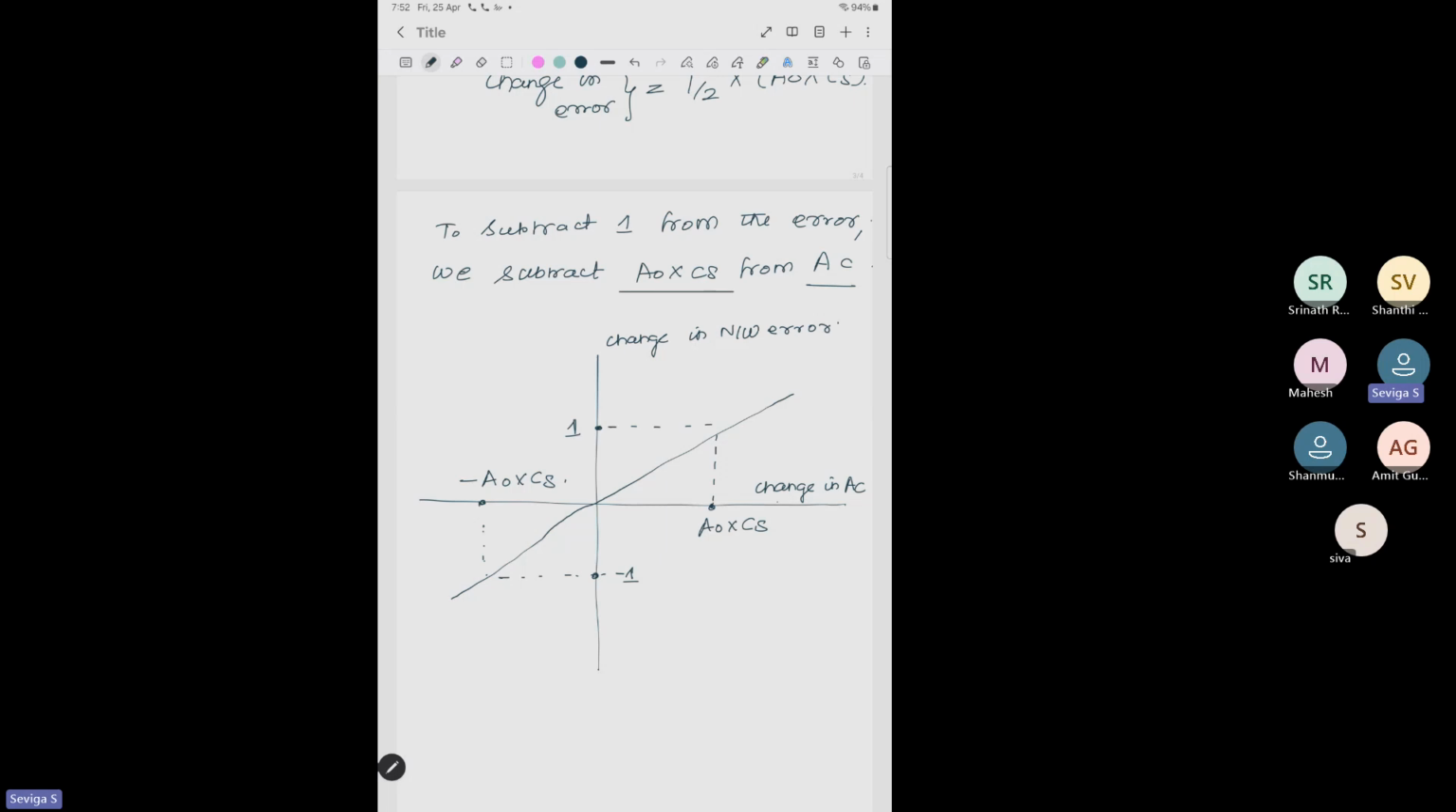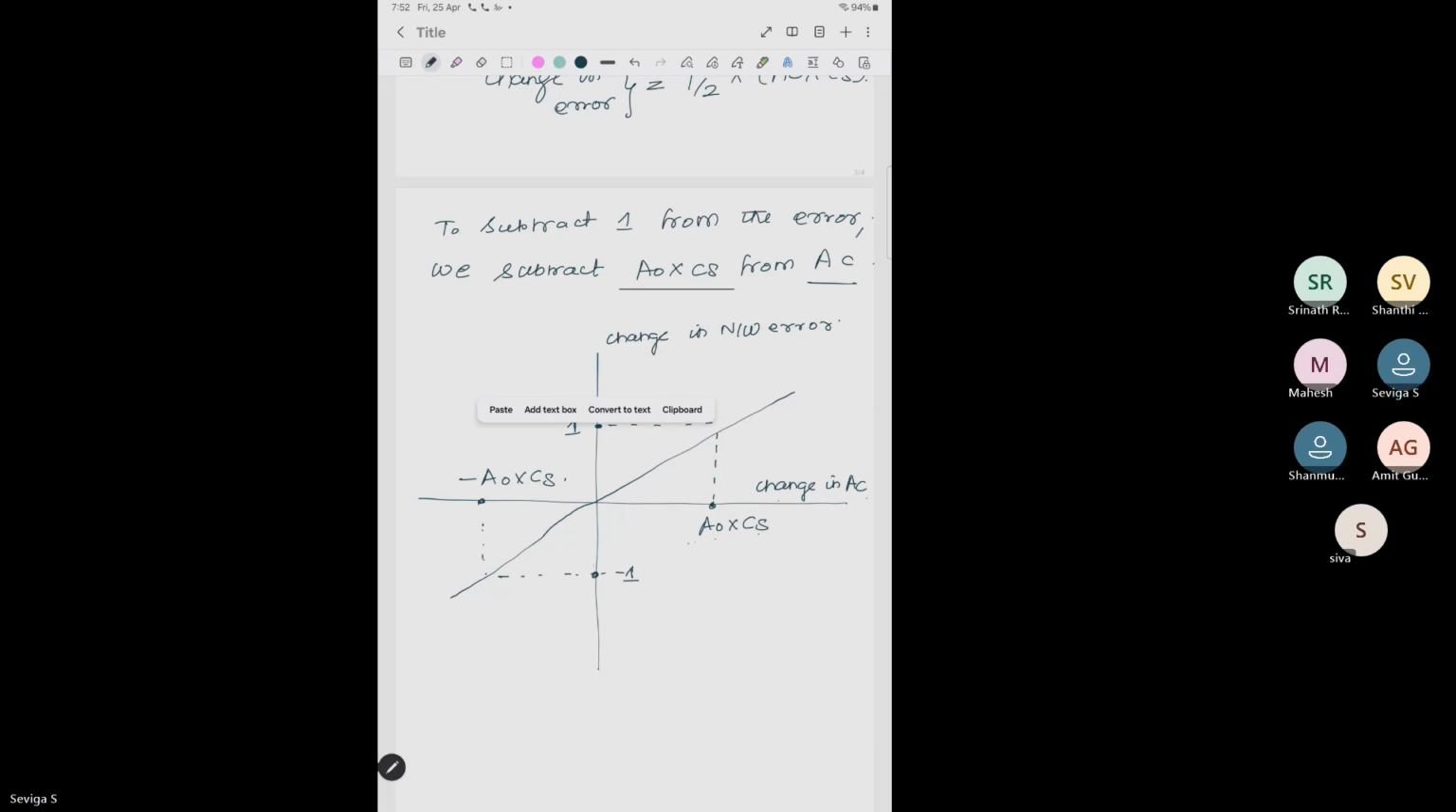So this is the change in the weight. Remember, this is only the change in weight, not the actual weight. If the change in weight is A naught into C delta, the error will change by +1. If the change in weight is minus A naught into C delta, the error will change by -1. This figure shows that every change of A naught into C delta in the weight leads to a corresponding change of 1 in the network error, and by subtracting that value, it leads to a change of -1 in the error. Is it clear? Yes, ma'am.